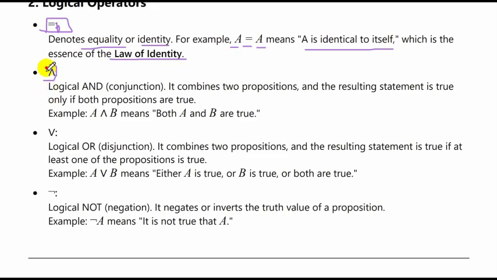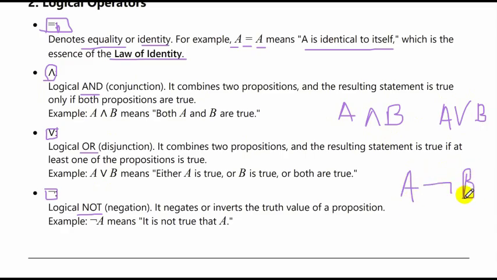This symbol represents and. This symbol, almost V, represents or. This we already saw what it means. It means not. So we can use this: A and B, here A or B, A is not equal to B, or A is not B, A is equal to B, or A is equal to A. That is the law of identity.